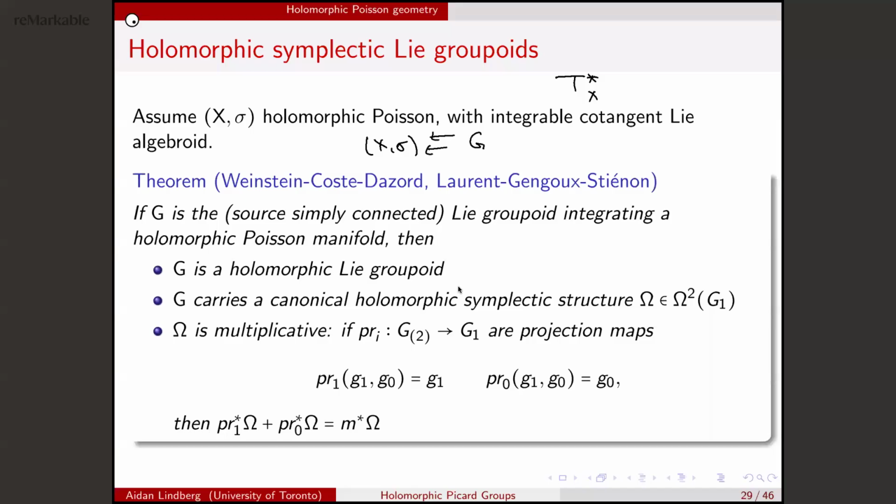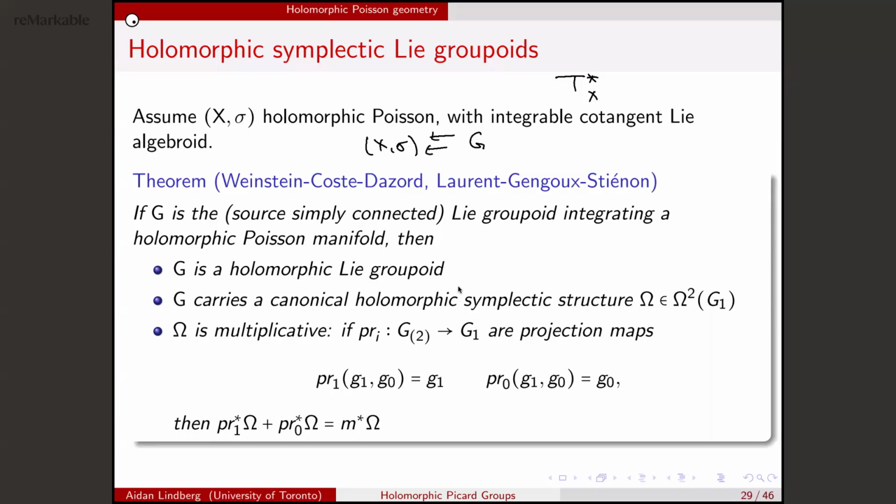And if this is true, then these Lie groupoids are actually very special and interesting objects. So if G, this G here, is a source simply connected, some technical adjective, Lie groupoid which integrates a holomorphic Poisson manifold, then it's automatic that this G itself is a holomorphic Lie groupoid, which if we think back to the definition of Lie groupoid, is the definition where everything's a complex manifold and all maps are holomorphic.